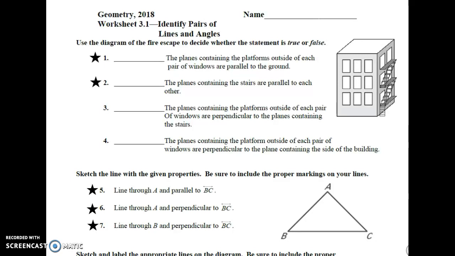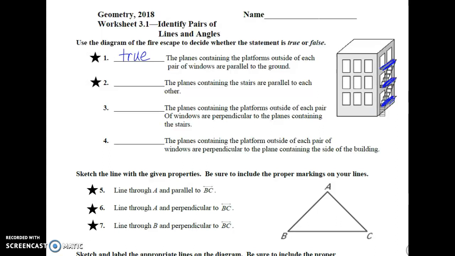answering true or false. Number 1, the planes containing the platforms outside of each pair of windows are parallel to the ground. In this question, we're talking about the balconies. Right here on the side, highlighted in blue, and are those parallel? They all go in the same direction. Yes, those are all parallel, horizontal with the ground.